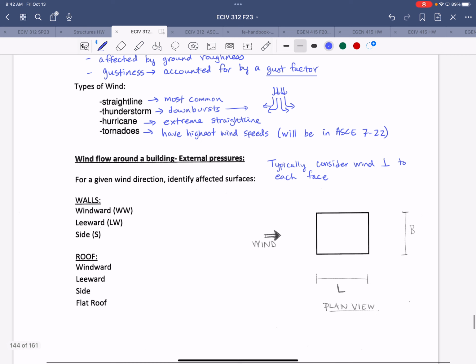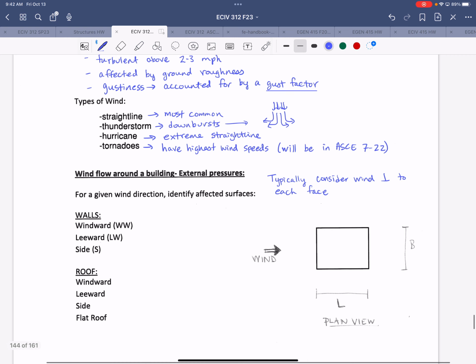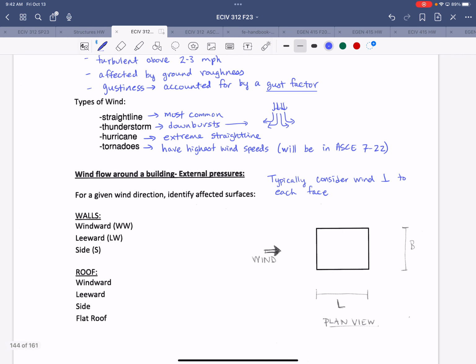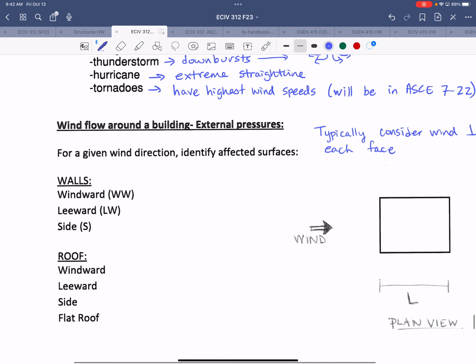The windward wall is always the first surface that the wind will encounter. That's always going to have positive pressure. And it's always going to vary with height, for the reason that we noted above, with the wind speed varying parabolically with height.